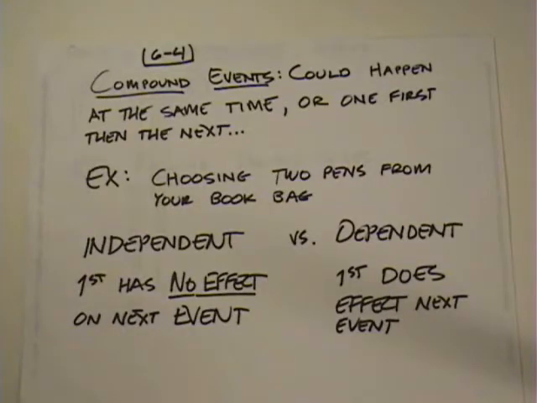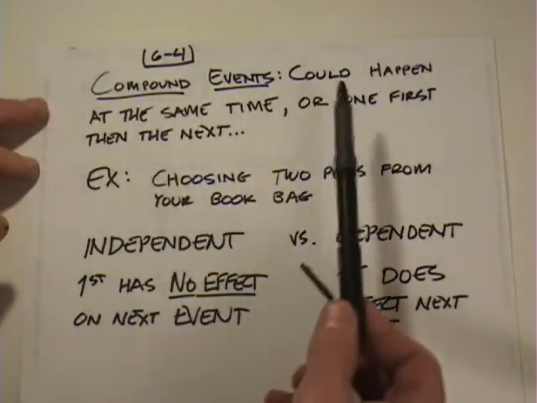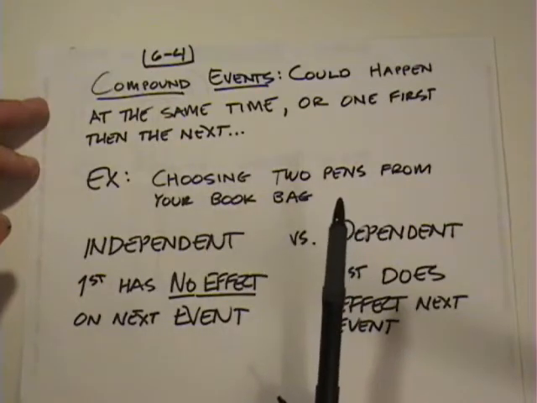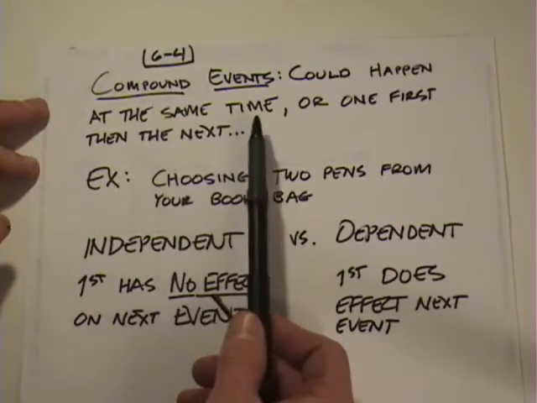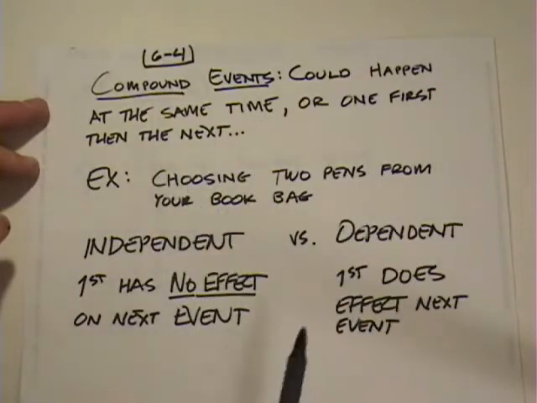Alright, back at it again now in 6-4. We're looking at compound events. This is simply when you have two things happening that we're interested in. Actually, I should say two or more things. And they can happen at the same time, but you can also separate them, one first and then the next, and that's a common mistake.